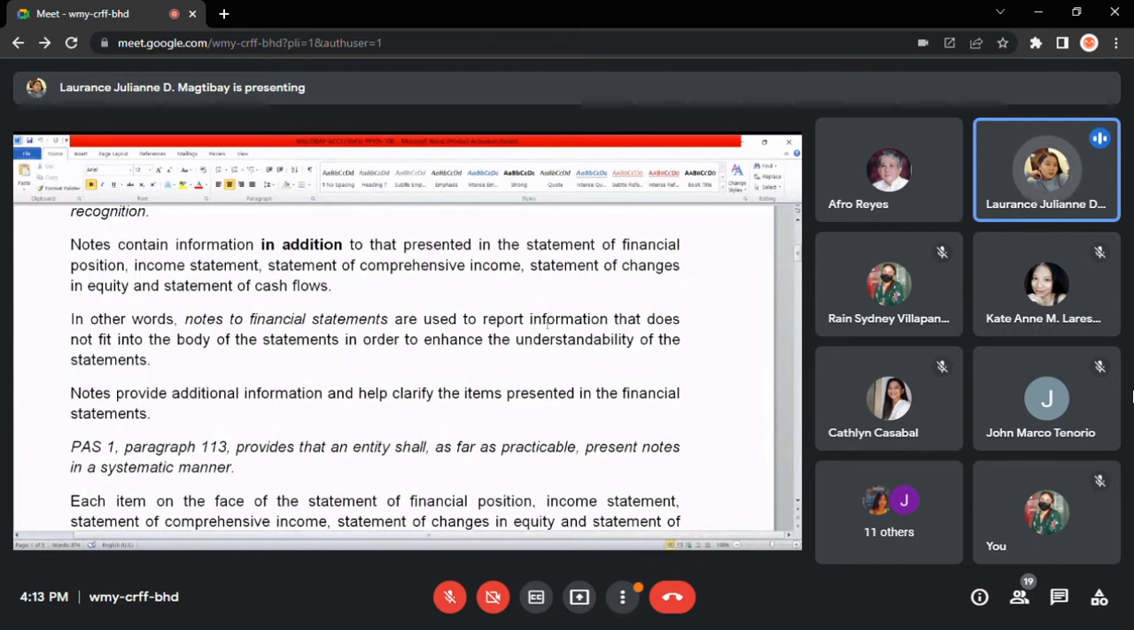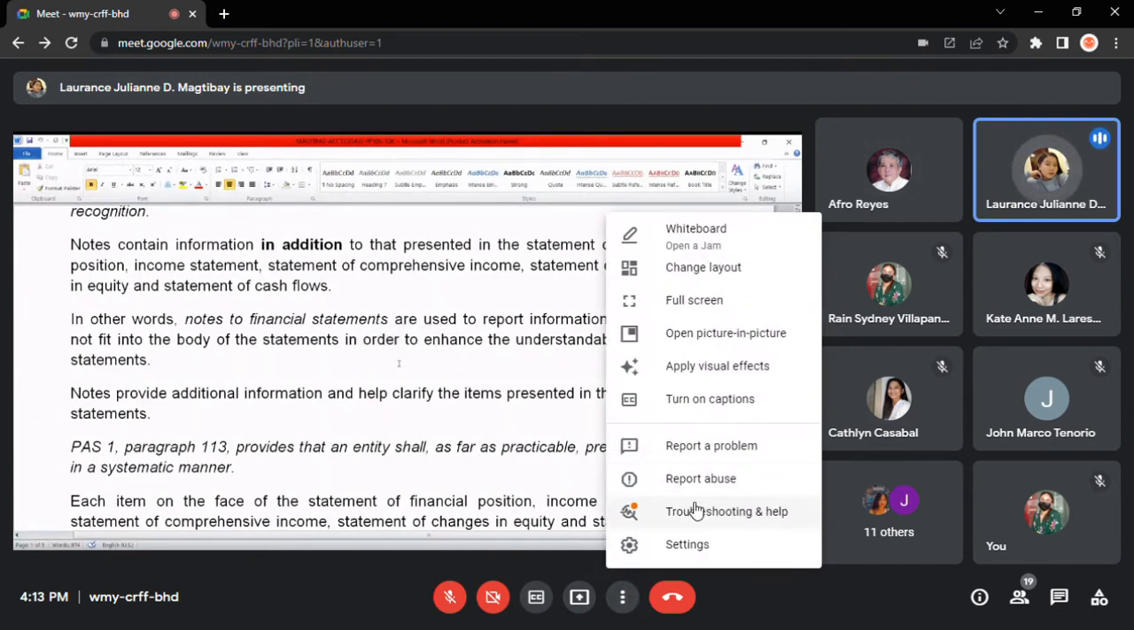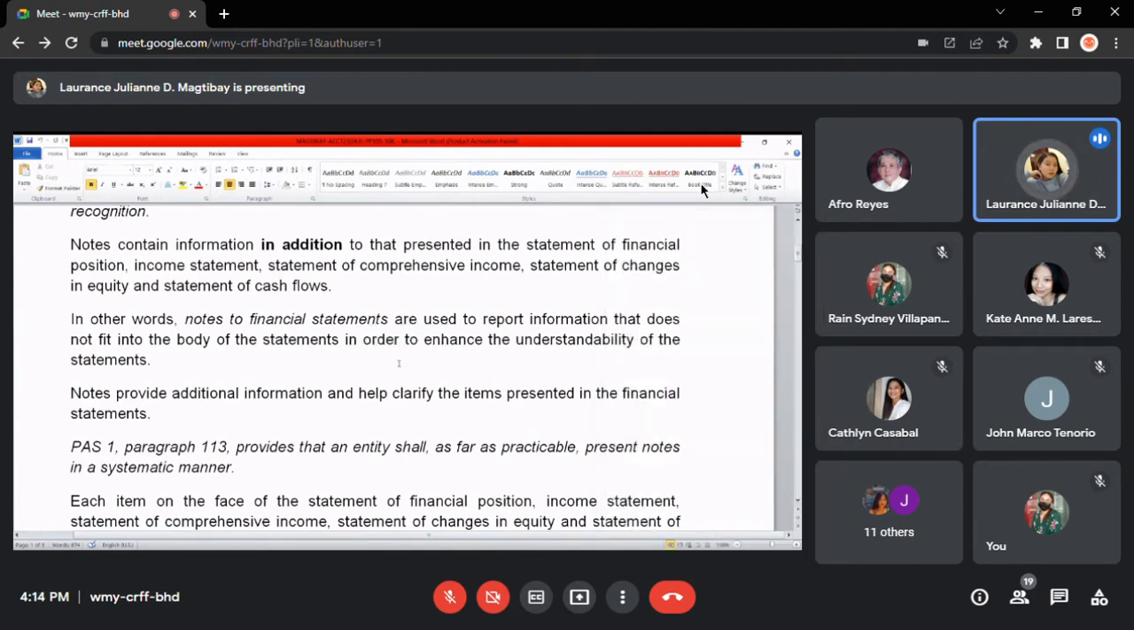Next, in other words, notes to financial statements are used to report information that does not fit. Minsan may mga important informations na kailangan kasama siya sa pag-report ng financial statement pero hindi na siya fit para ilagay pa sa, like for example, sa SFP or income statement.